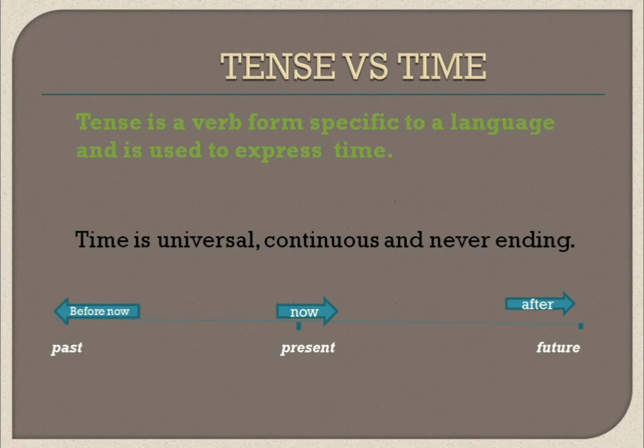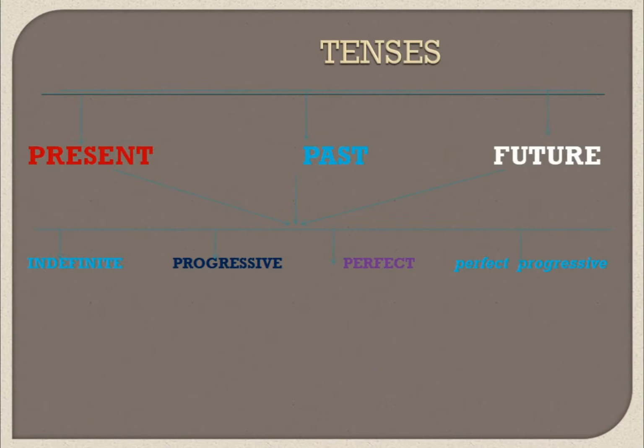We can classify the period of time into three parts. They are past, present, and future. The time at present is called the present time, and the time before now is the past time, and the time after now is the future. For convenience, the grammarians have classified the tenses into three, but actually there are only two tenses. So the three tenses are present tense, past tense, and future tense.